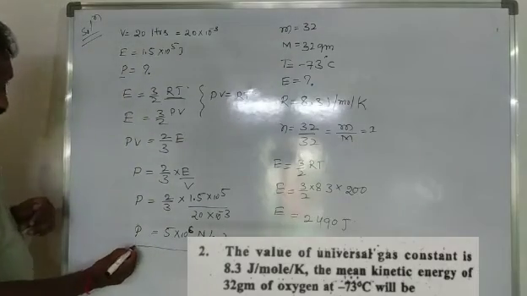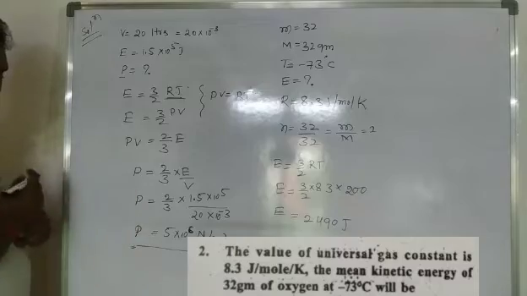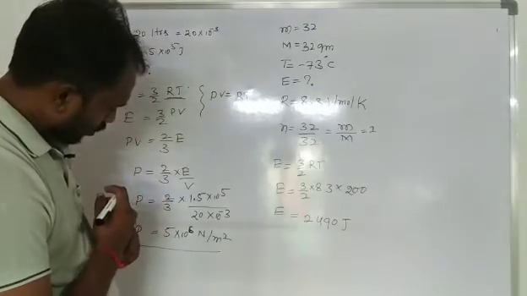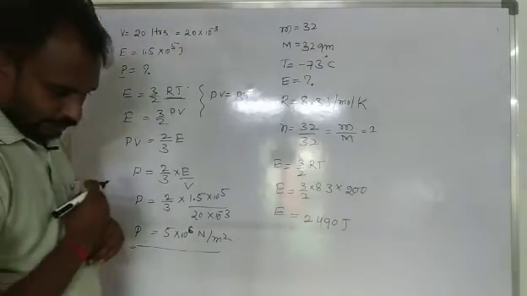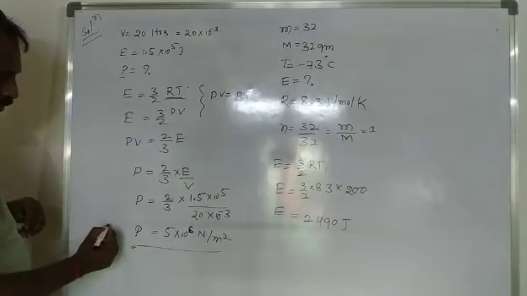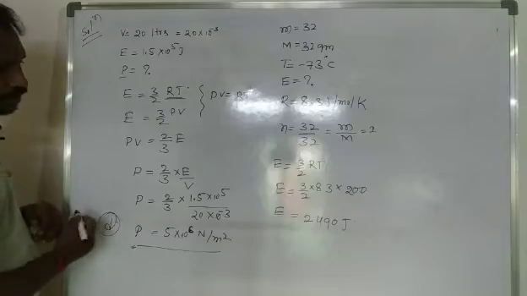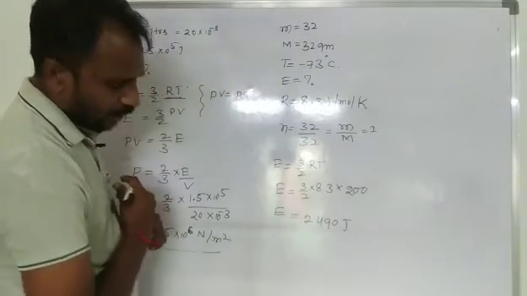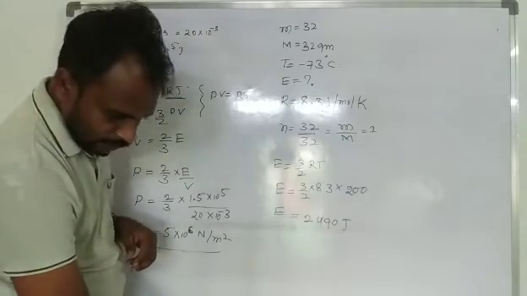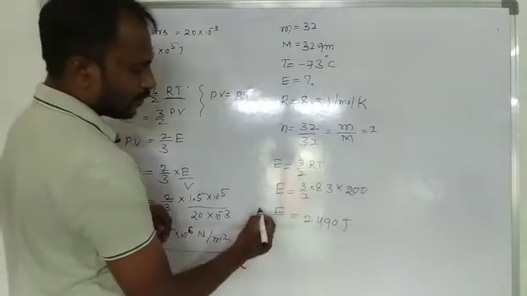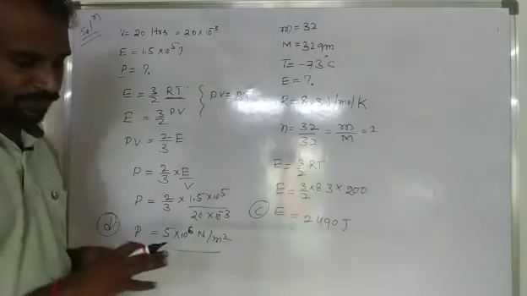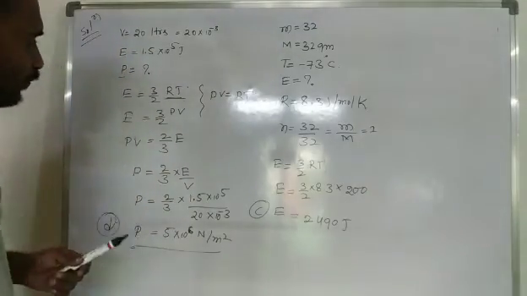And here, which option is correct? The fourth option, which is 2490 joules. So we consider that option C is the correct one. Okay, so next problem.